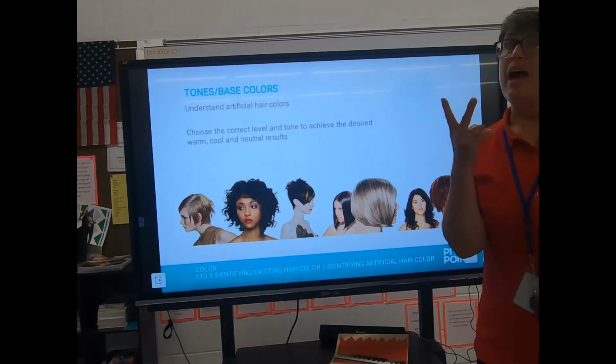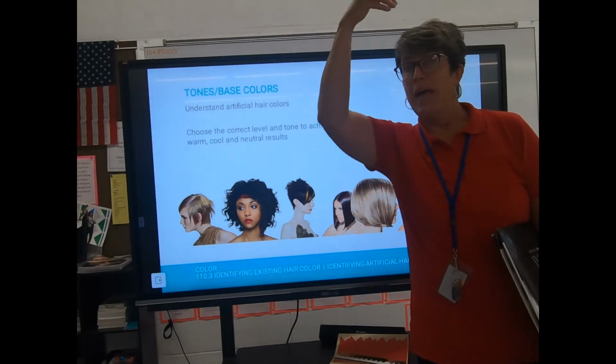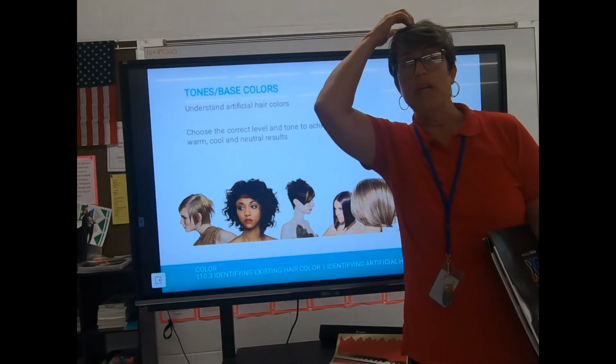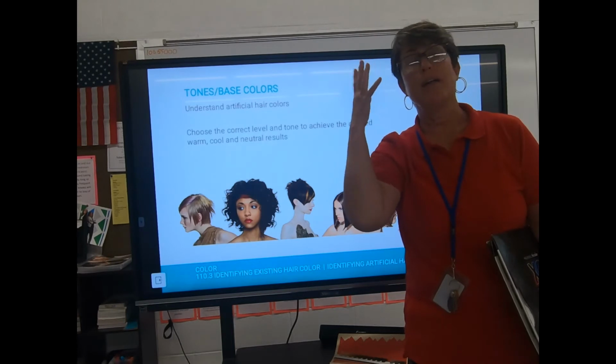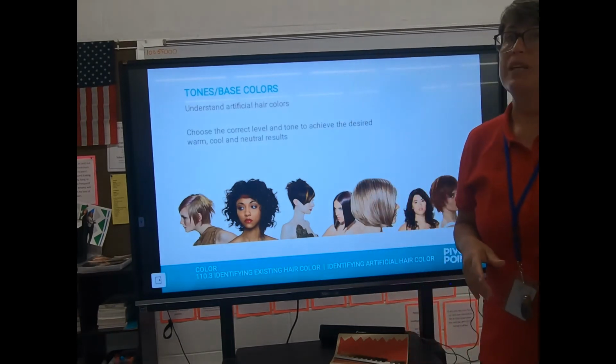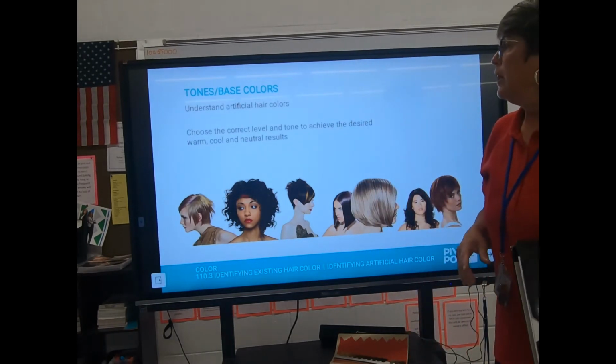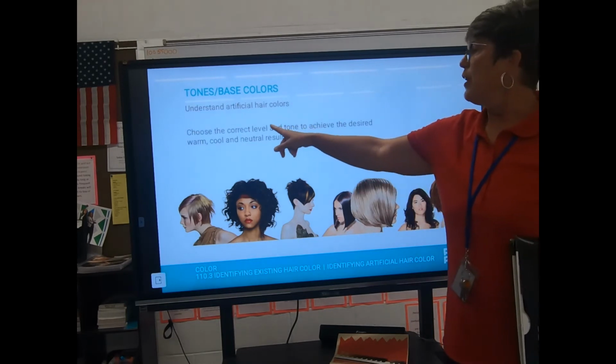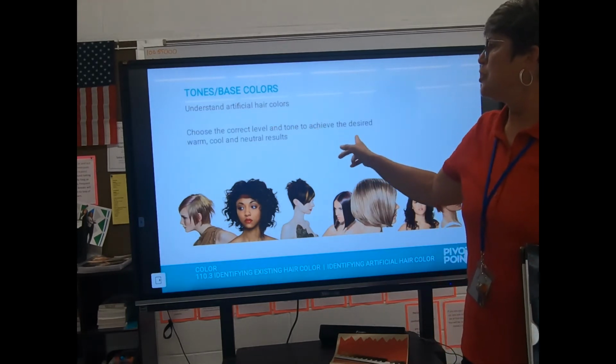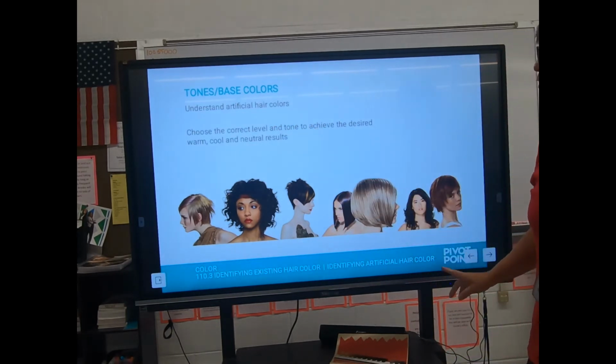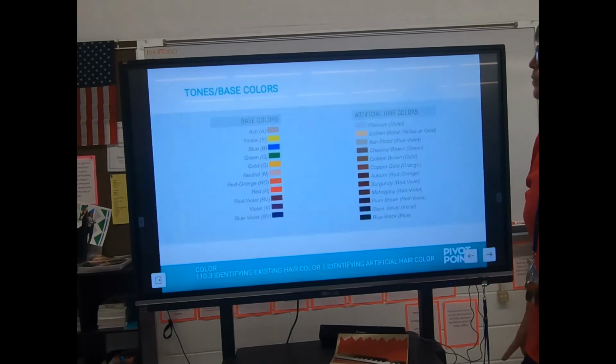You may have two formulas. You may have one formula here where the regrowth is and a second formula out here. Very, very possible and even likely. Okay? So it says choose the correct level and tone to achieve the desired warm, cool, and neutral results.